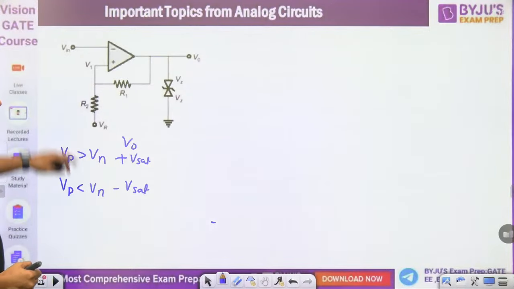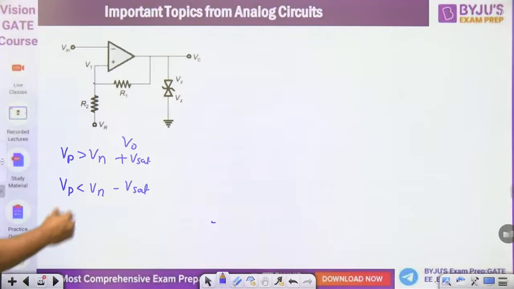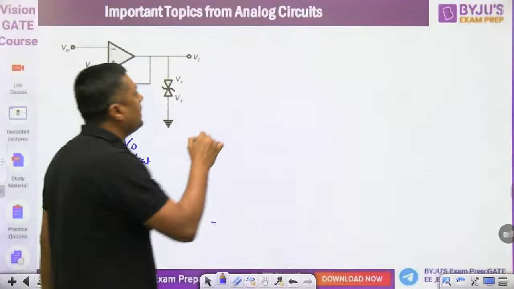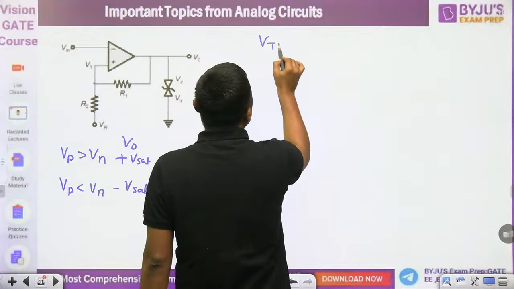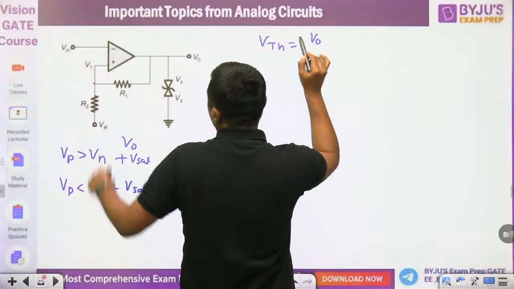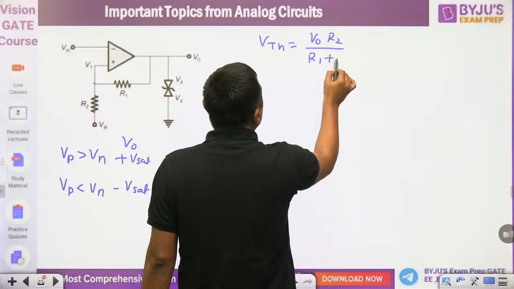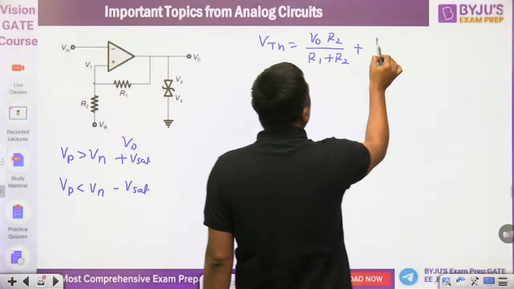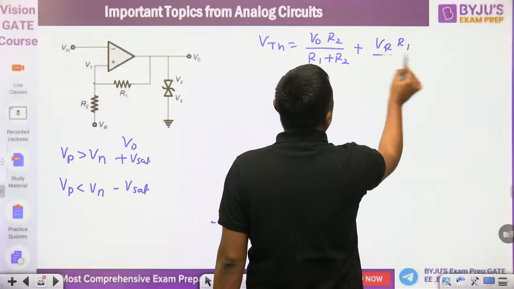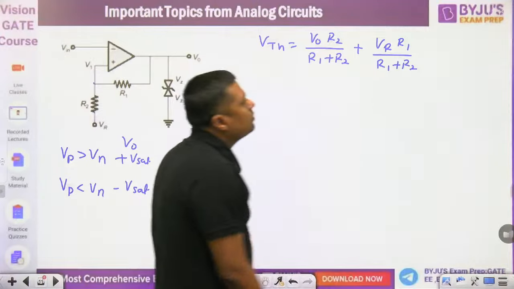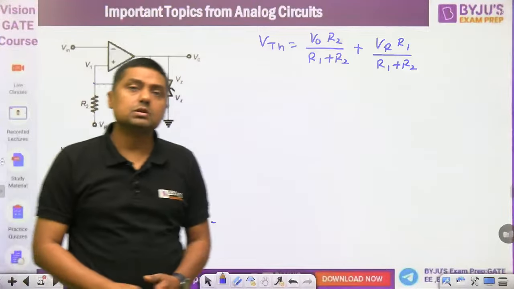Now, what is the threshold voltage at this point? Because the current entering the op-amp is zero, the threshold voltage is given by Vth equals V naught into R2 upon R1 plus R2, always using the voltage division rule, plus Vr into R1 upon R1 plus R2.